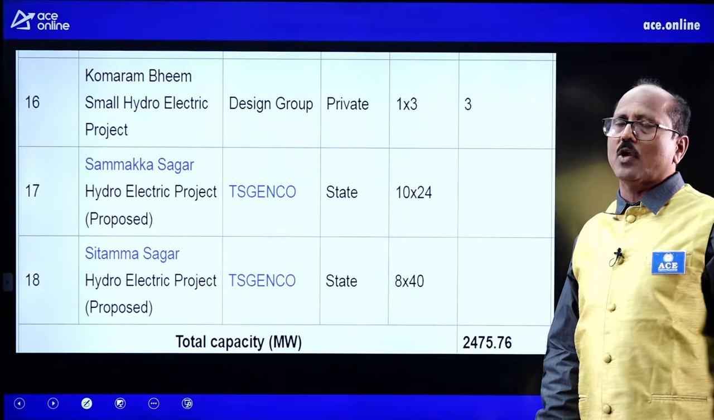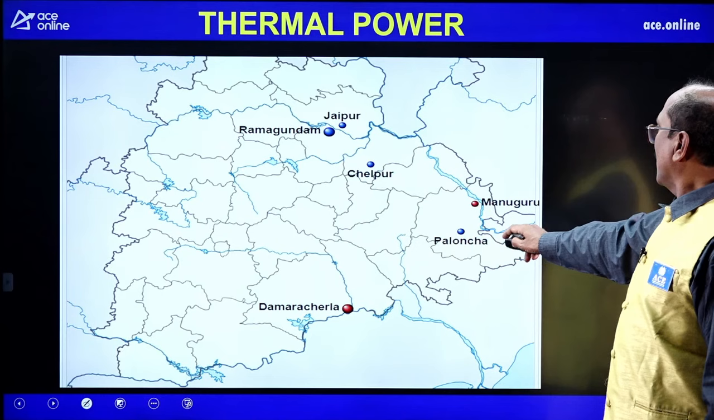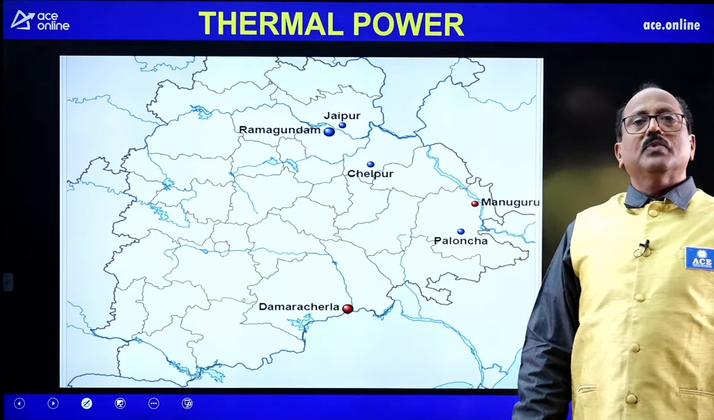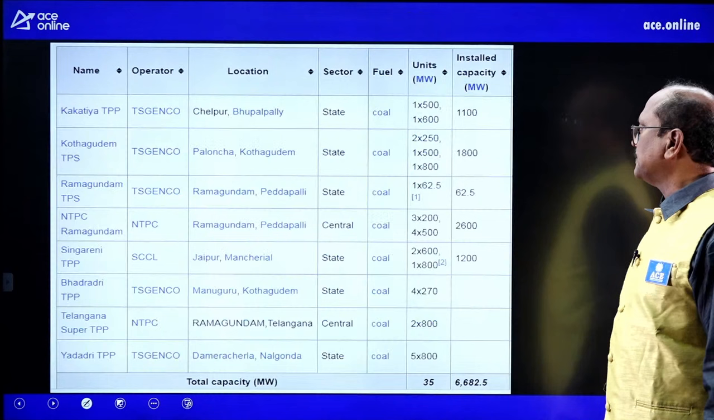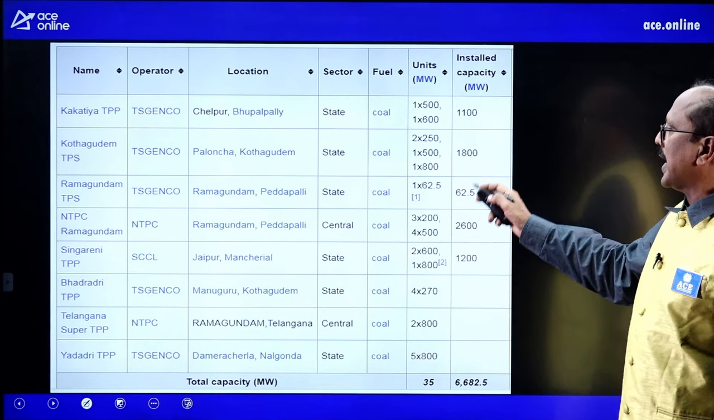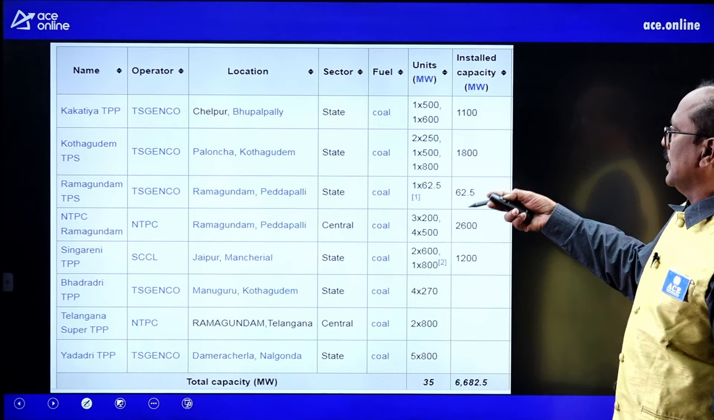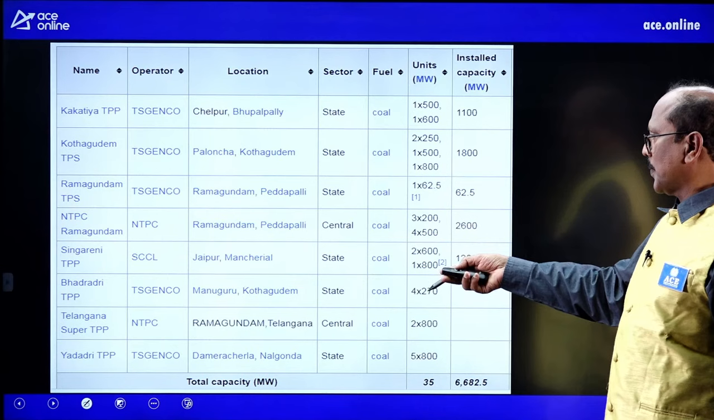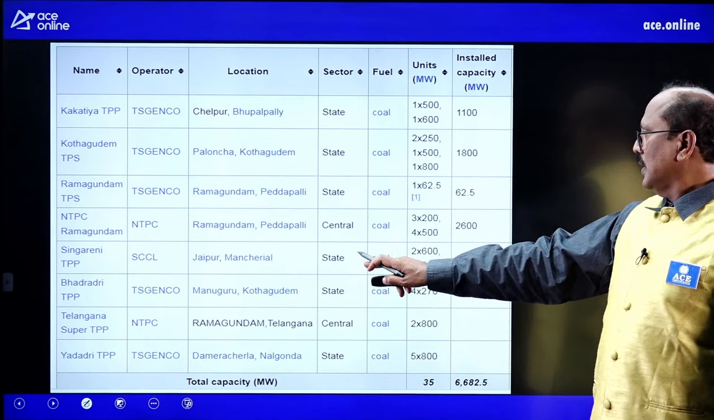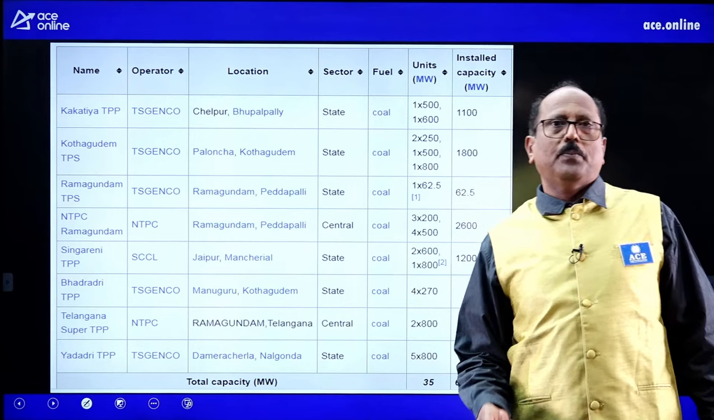So this is thermal power plants: Jaipur, Damaracherla, Palvancha, Manuguru, Ramagundam. These are six places where a large amount of thermal power is produced. This is the Telangana map. So these are the total six plus the last three proposals. Total nine thermal power plants. Ramagundam, Kothagudem, NTPC, Singareni also, Bhadradri, Telangana Super Power, Yadadri. So Yadadri and all are proposals. The last three proposed projects are yet to produce power.